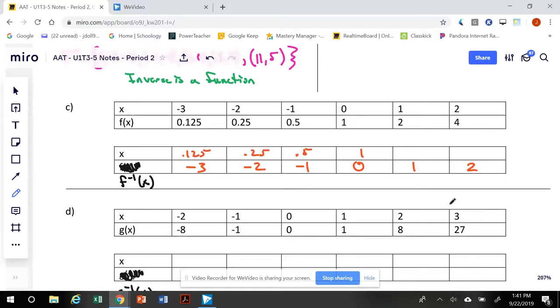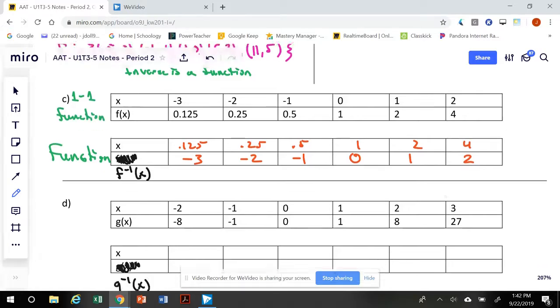So the real question is the inverse a function here? Well, let's take a look. Do we see any x coordinates paired with more than one y coordinate? The answer is no. So the inverse is a function. So what we know, the original function is also a very, very highly trained, specialized one-to-one function.